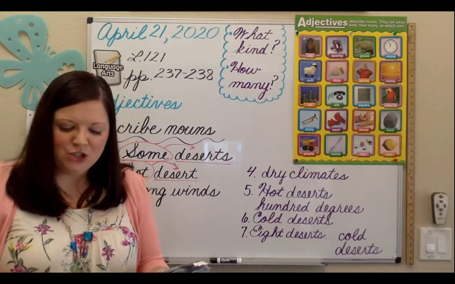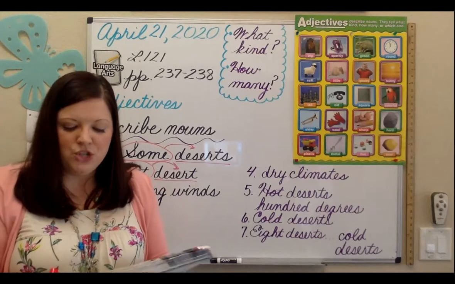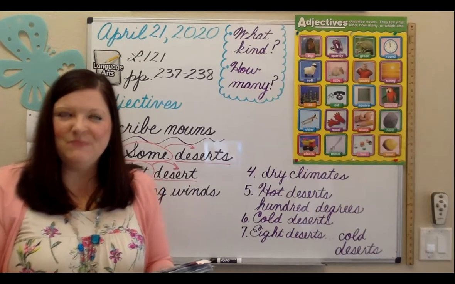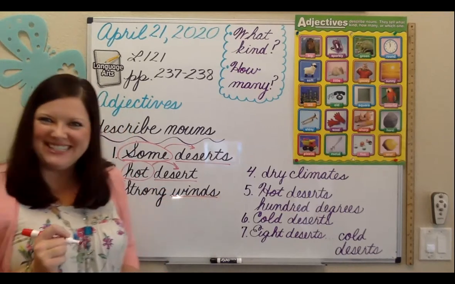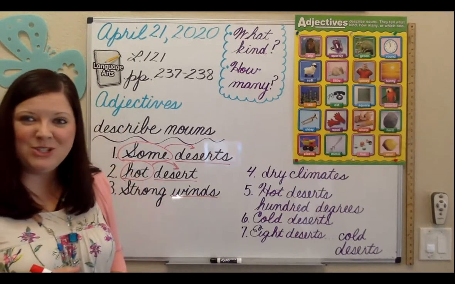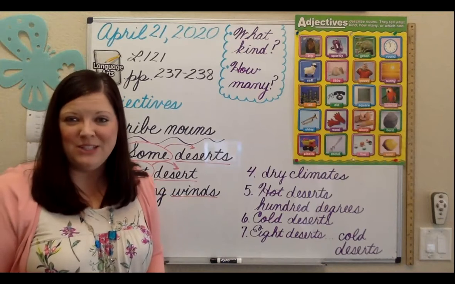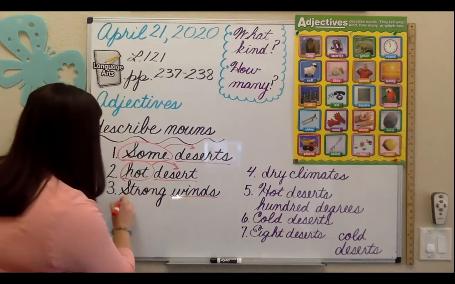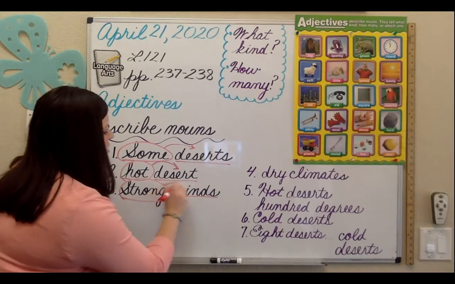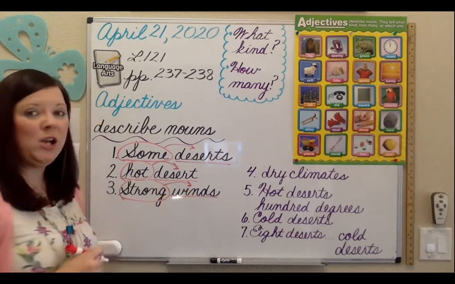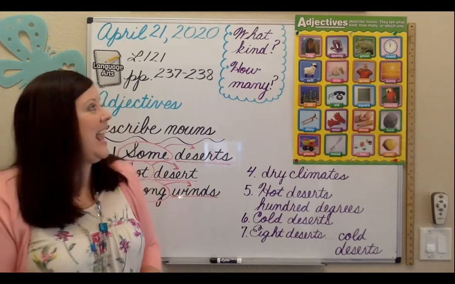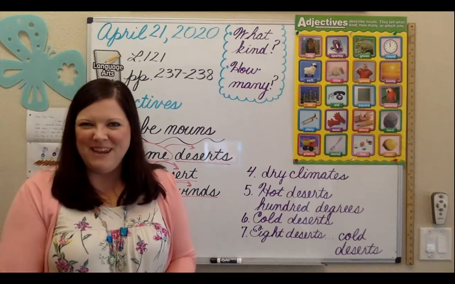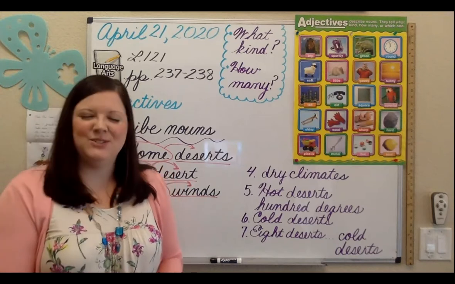Number 3, strong wind forms dunes in deserts. Winds is our noun, it's a thing. What kind of winds do we have? Or how many winds do we have? Strong winds. Strong describes what kind of wind we have. Does it answer what kind or how many? What kind? Let's circle that.